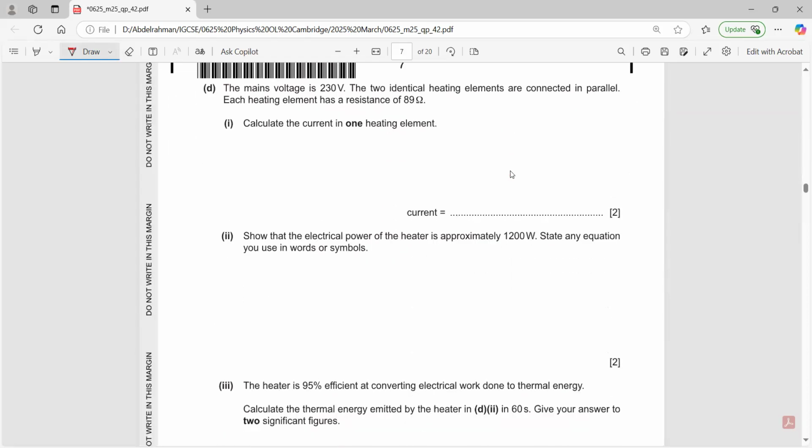The mains voltage is 230 volts. Two identical heating elements are connected in parallel. Each heating element has a resistance of 89 ohms. Calculate the current in one heating element. Can I calculate it? Yes, V equals IR, so I equals V over R. The voltage is 230 volts and the resistance is 89 ohms, so the current would be 2.6 amperes.